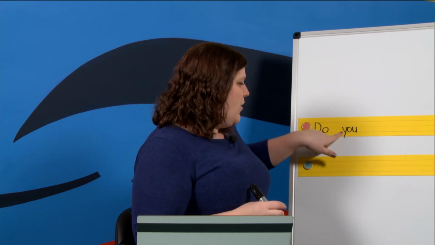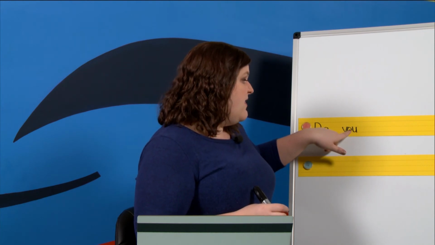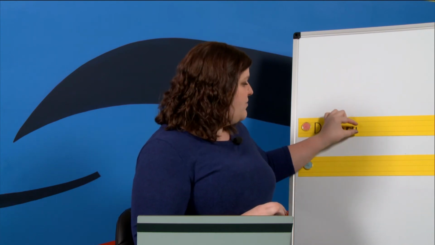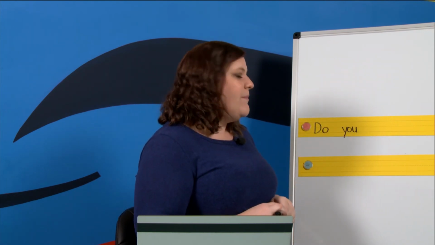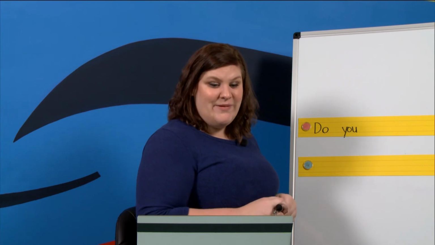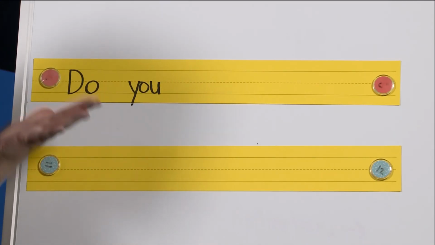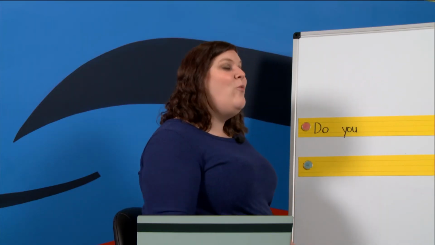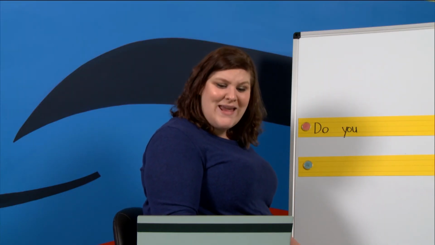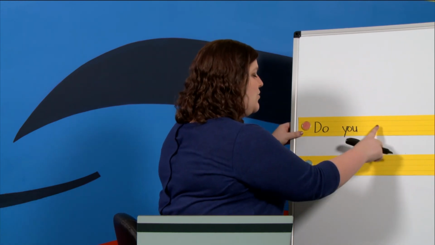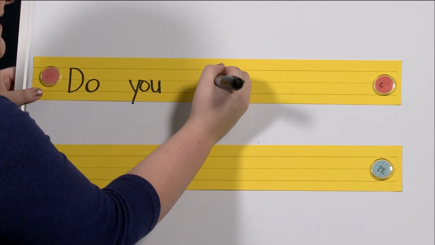Now, Y is a letter that falls. So that means it falls below the bottom line. And then O and U are both small letters. So they're going to go between the dotted line and the bottom line. Great job. Do you see another high frequency word? Wow, y'all have learned so many. You know how to spell so many words. Do you see?